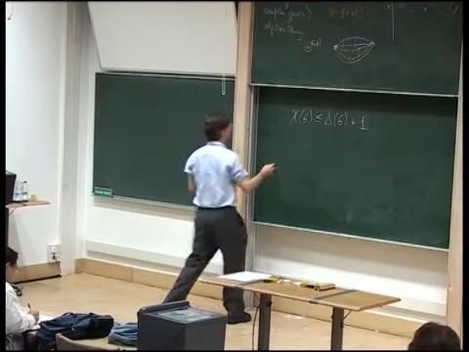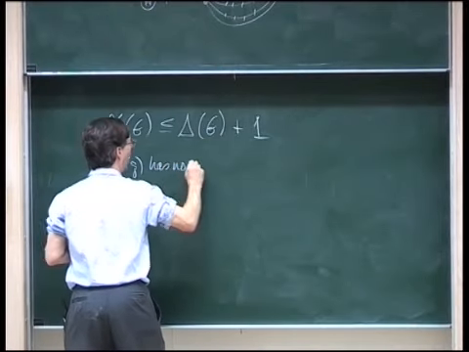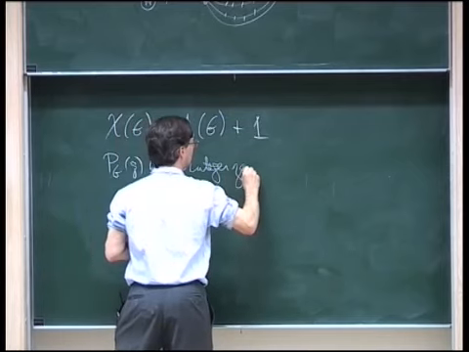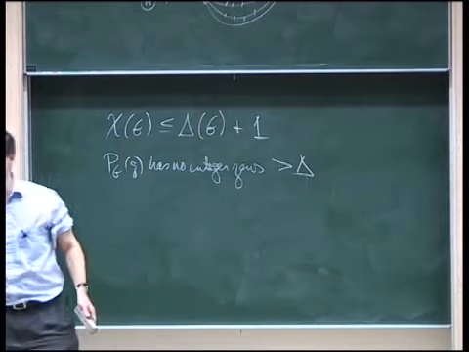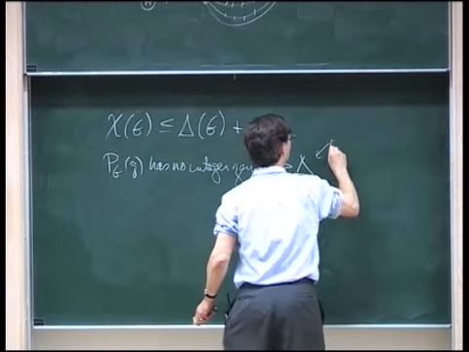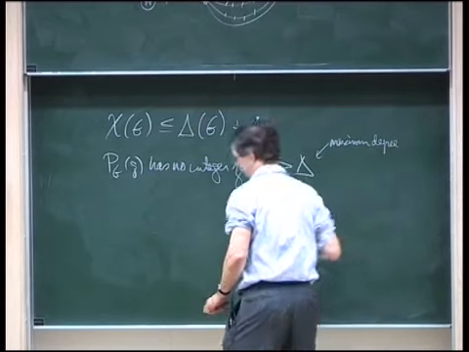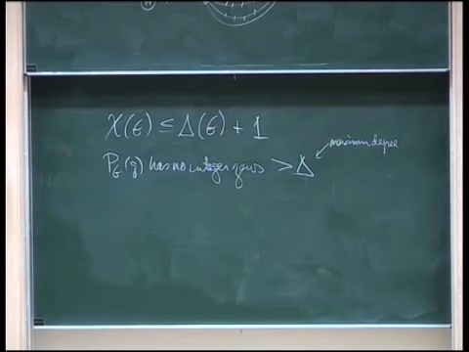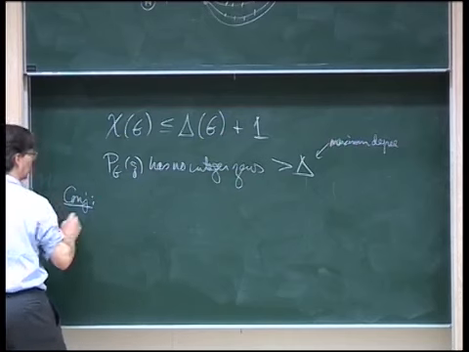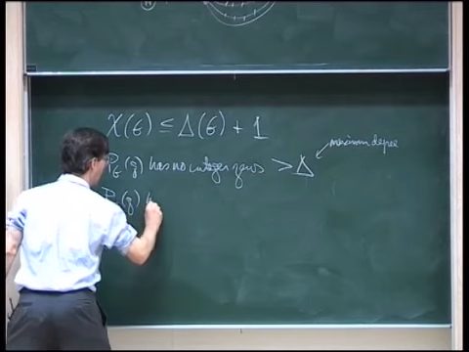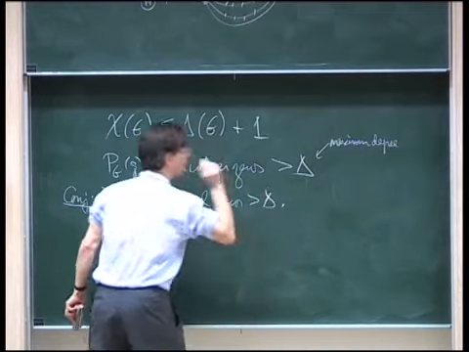And so this says that P_G(q) has no integer zeros greater than delta, where delta is the maximum degree, because the integer zeros are all the numbers up to the chromatic number minus 1. Okay? So there are no integer zeros greater than delta. So that leads to the following conjecture: P_G(q) has no real zeros greater than delta.